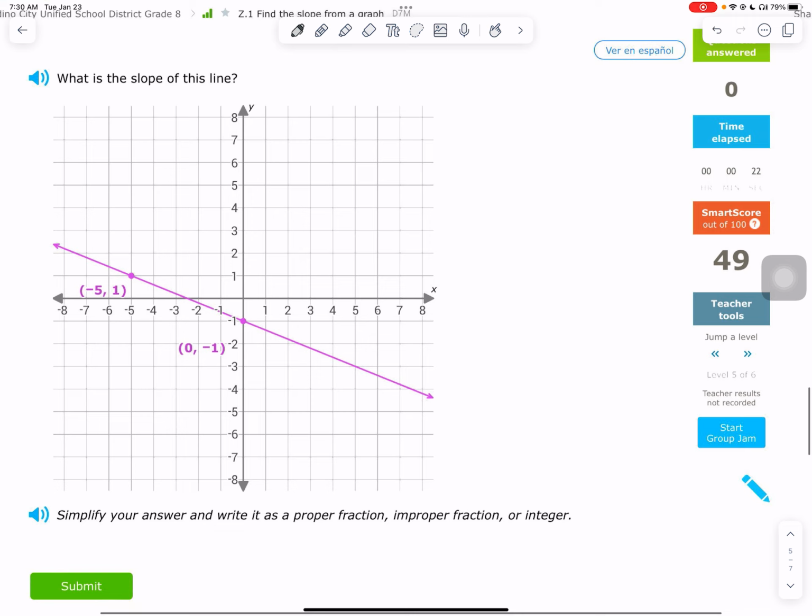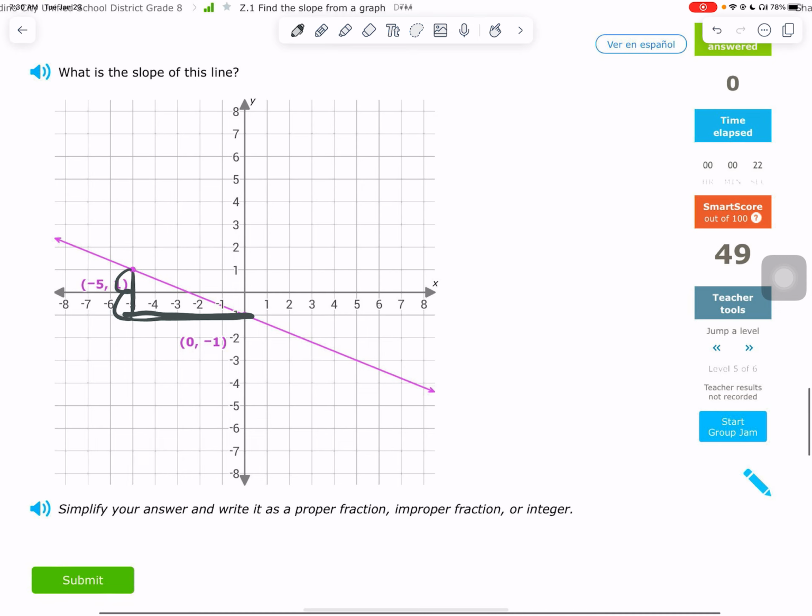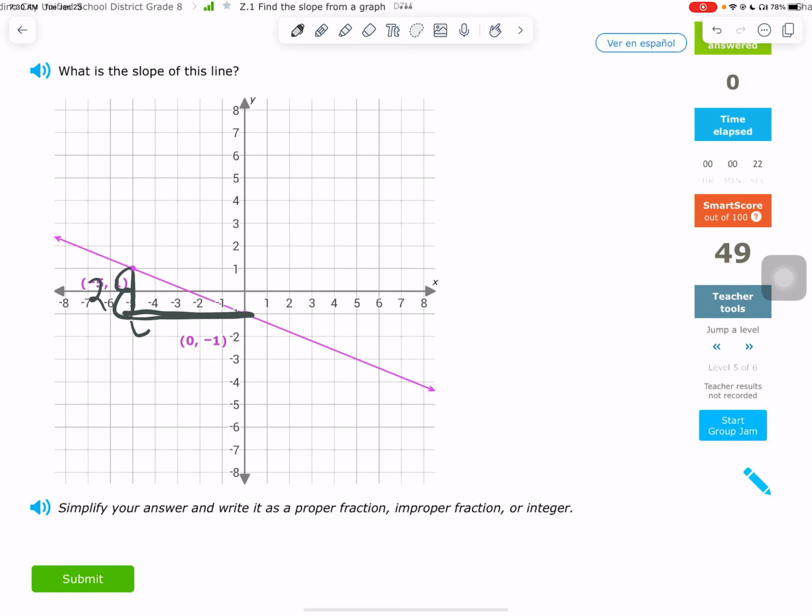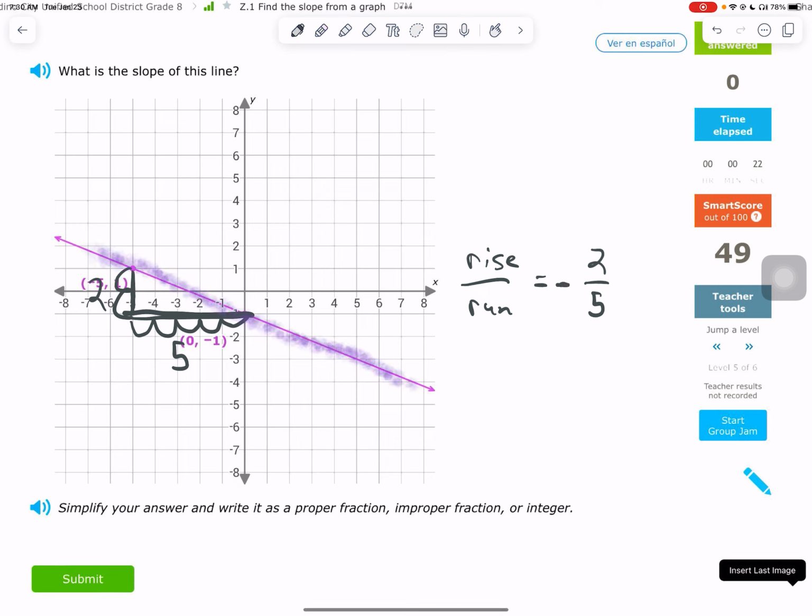Okay, do one more just like that. This one really is the last one like that. I drew my right triangle, I count my rise, it is 2. I count my run, it is 1, 2, 3, 4, 5. I write it as rise over run, 2 over 5. And this line is going down from left to right. So it is negative 2 over 5, and you just plug that in right here. Negative 2 over 5.